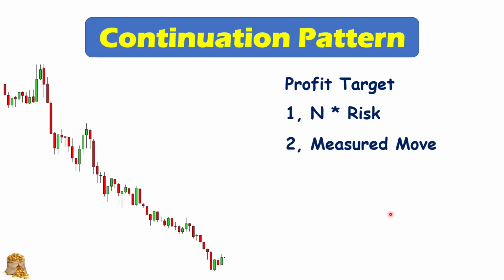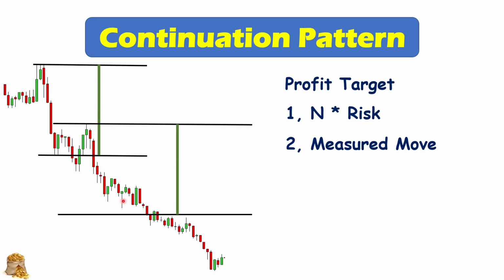We can also use measure move. So the same thing, we measure from the top of the first bear bar here until the bottom of the last bear bar for the first leg. And then we measure down from the pullback. So here's your profit target for the second leg.